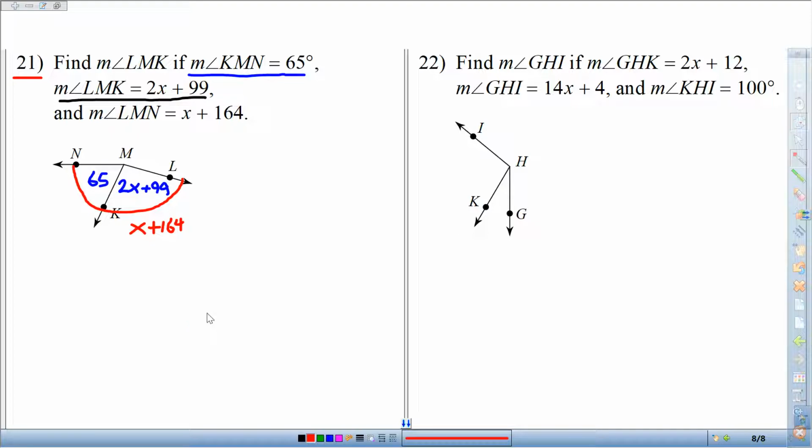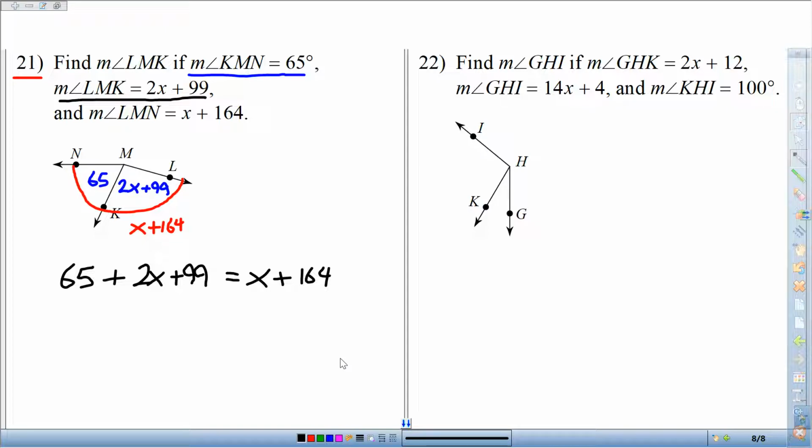Now that I have that info on my angles, making an equation is a lot more straightforward. I know that this small angle plus this small angle equals the entire big angle, just like the last problem, just the values are weirder. So I'm going to start with 65 plus the other small angle, 2x plus 99. Those added together give me the entire big angle, x plus 164.